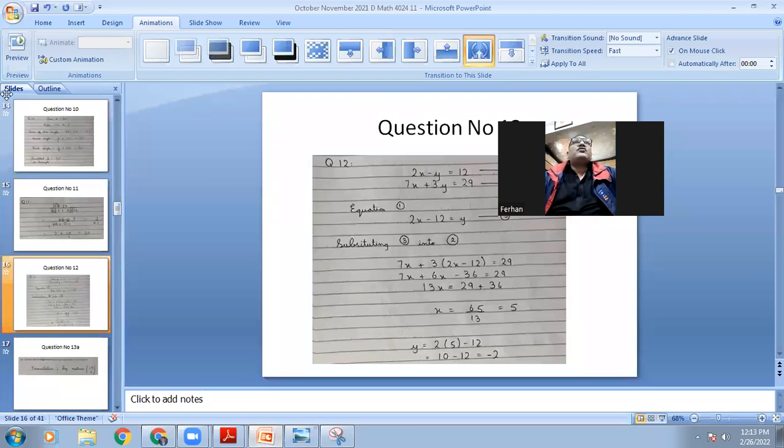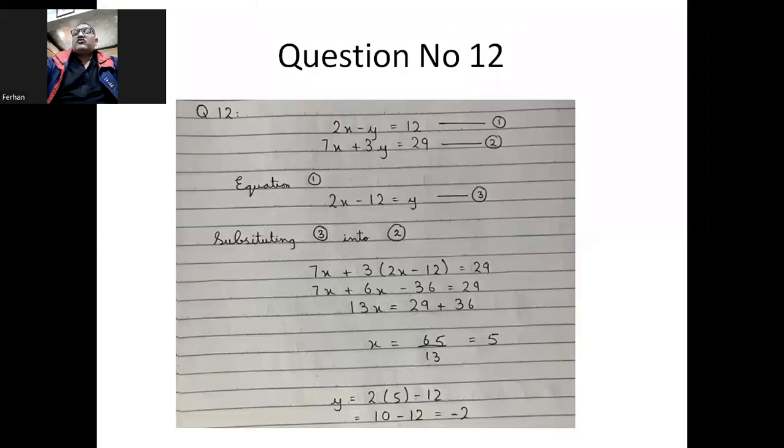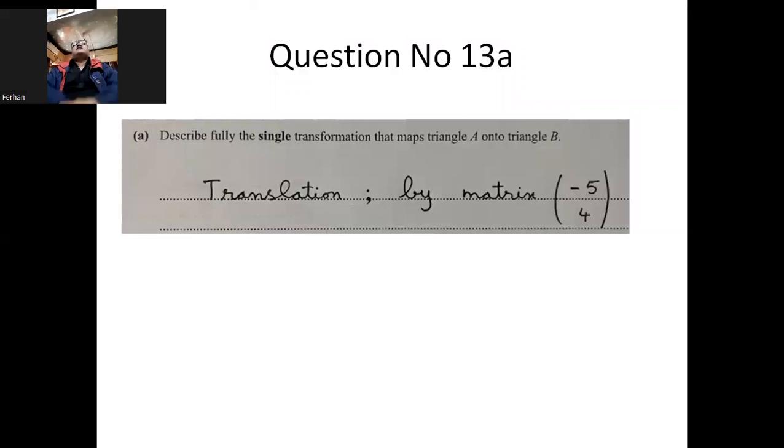So let me show you that answer. Okay, so here we go. This is a translation by the matrix, and the translation matrix is -5, 4. -5 because you moved 5 steps to the left on the x-axis, and you have moved 4 steps upward on the y-axis. So this is how you describe that.